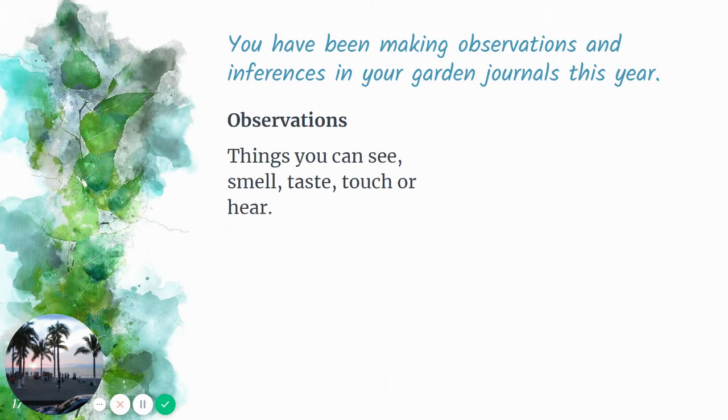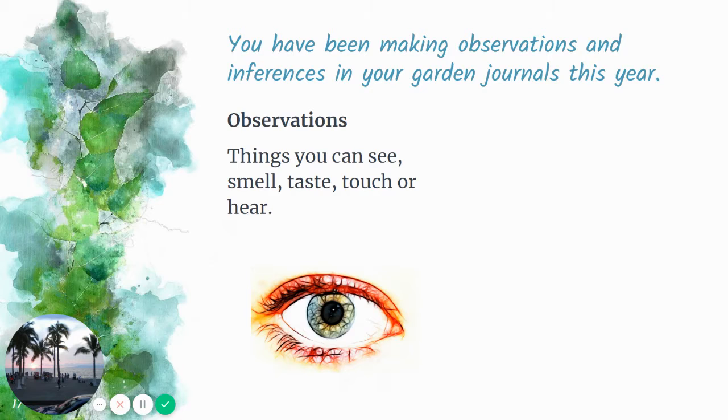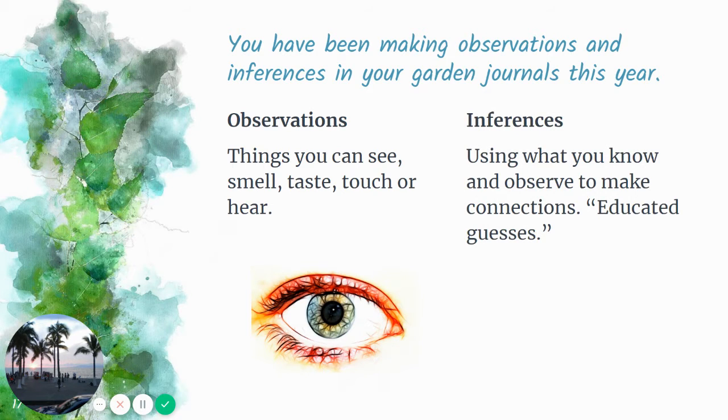Okay, observations are things you can see, smell, taste, touch, or hear. So those are things that you use your five senses for. And in our journals, we use the symbol of drawing a little eye next to the observation section to remind us that observations are things that we directly experience, that we can see, or smell, or taste, or touch, or hear.